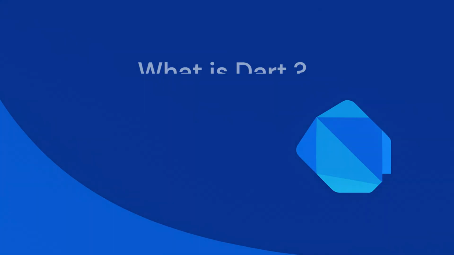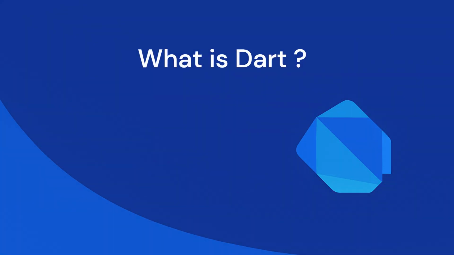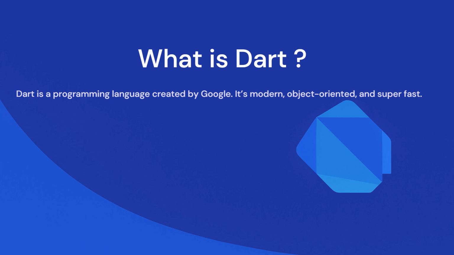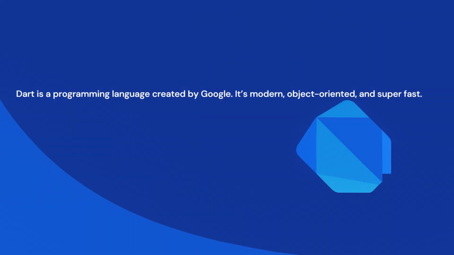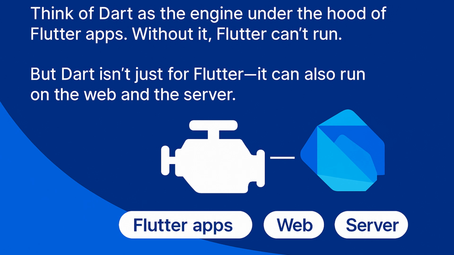So what do you understand by Dart? Dart is a programming language created by Google. It's modern, object-oriented, and super fast. Think of it as the engine under the hood of Flutter apps. Without it, Flutter can't run. But it isn't just for Flutter. It can also run on web servers, websites, and servers.